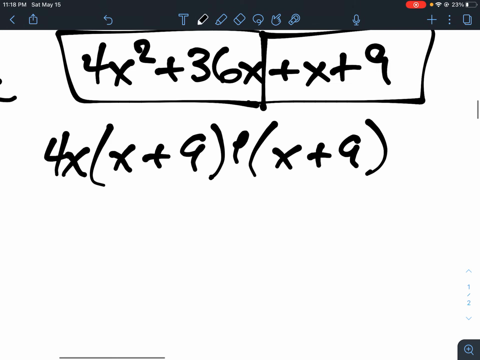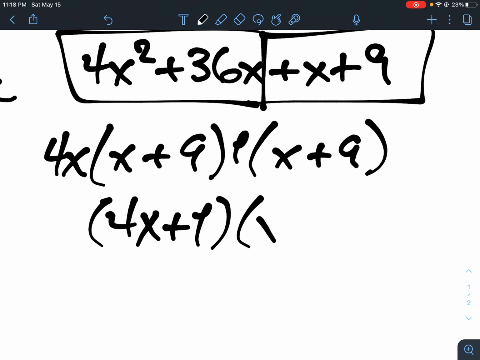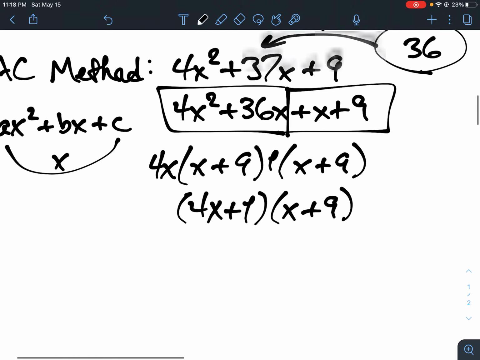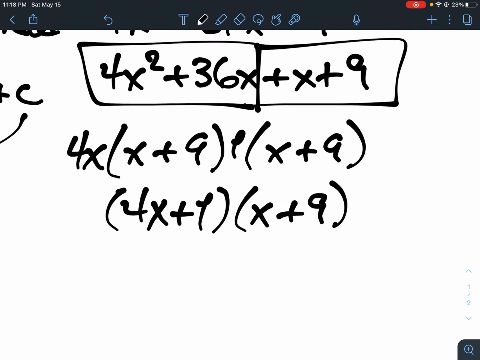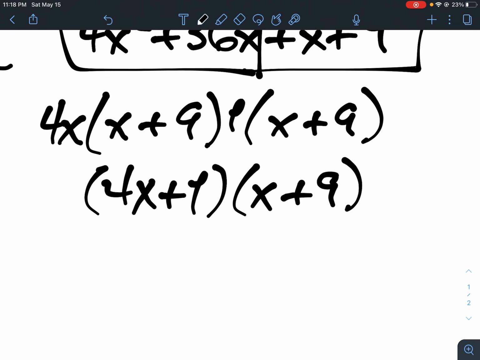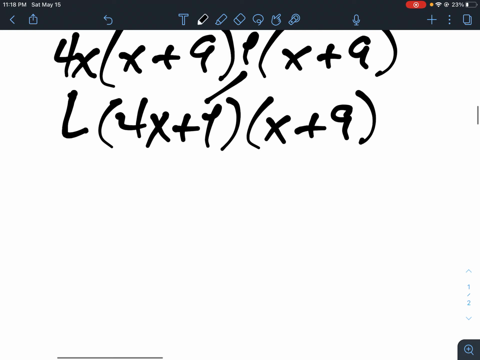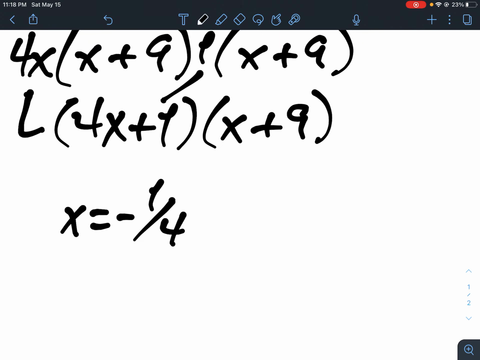From here, you just do 4x plus 1 and x plus 9. You just scrap the other one. I don't know why. But as you can see, the 4x and the 1 combine to a term. And from here, you find the roots, which will become x equals negative one quarter and x equals negative 9.